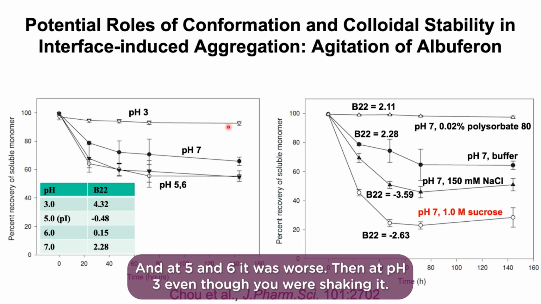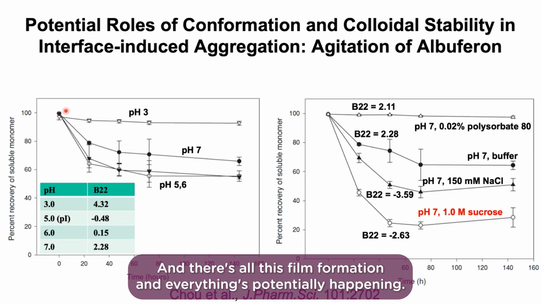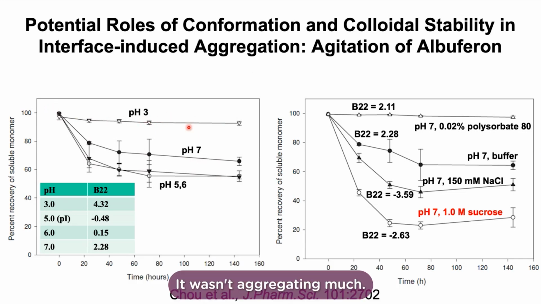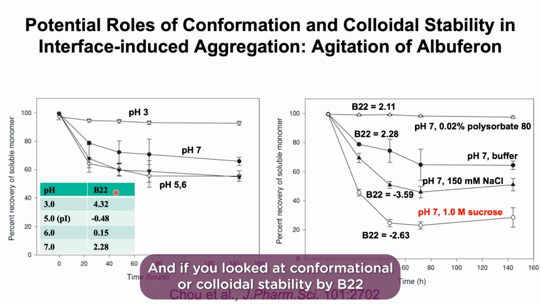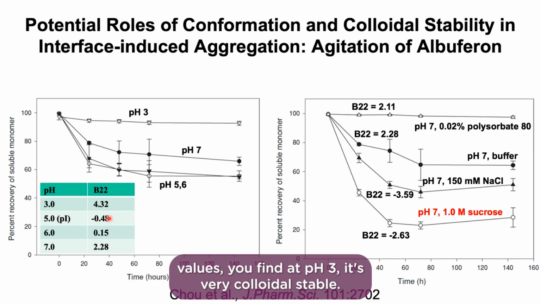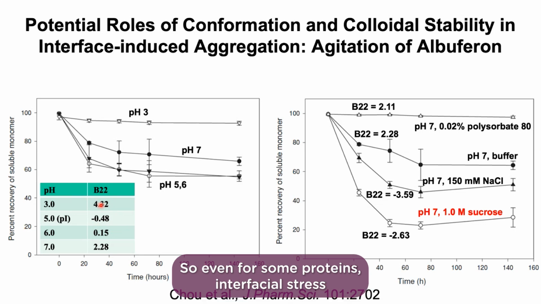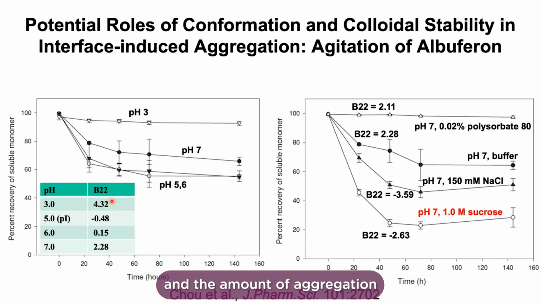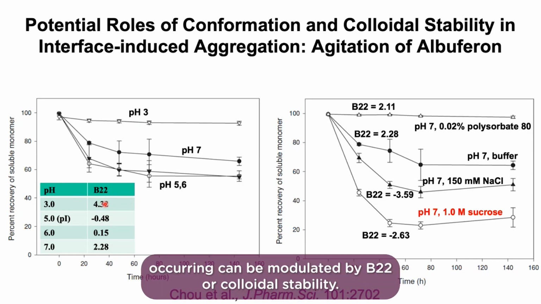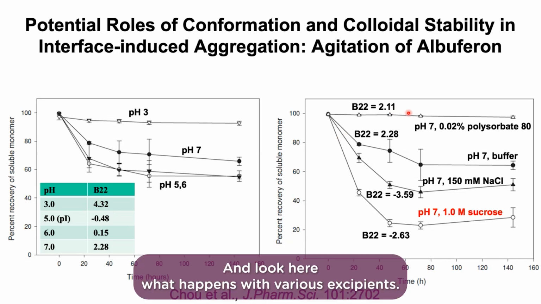And at pH 3, even though you were shaking it and there's all this film formation and everything's potentially happening, it wasn't aggregating much. And if you looked at conformational or colloidal stability by B22 values, you find at pH 3, it's very colloidally stable. So even for some proteins, interfacial stress and the amount of aggregation occurring can be modulated by B22 or colloidal stability. And look here what happens with various excipients.